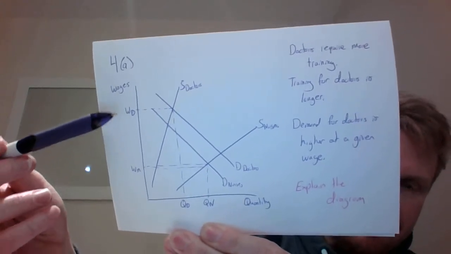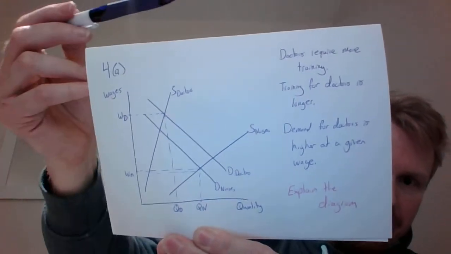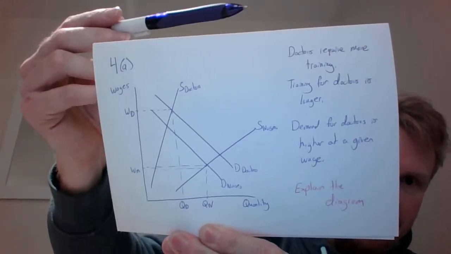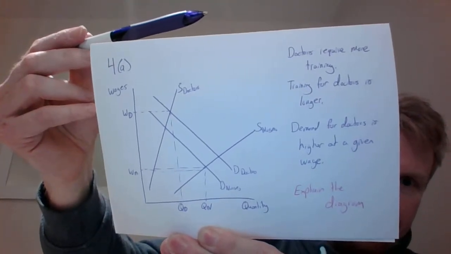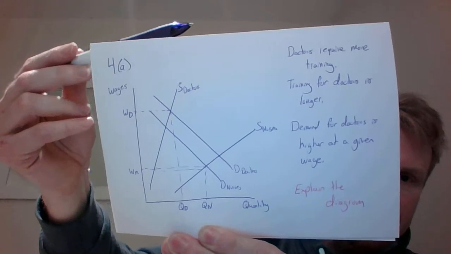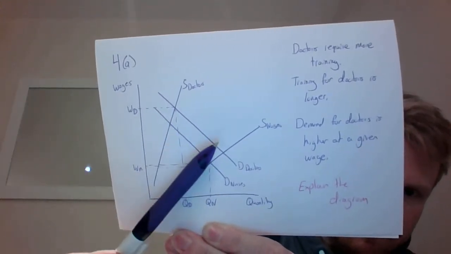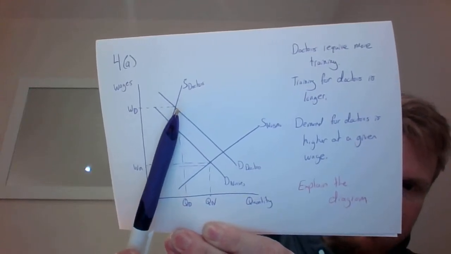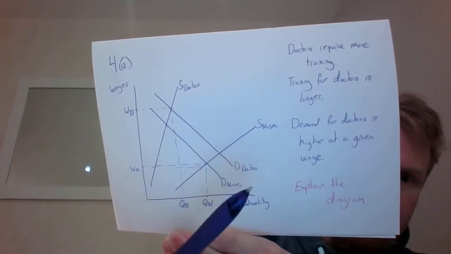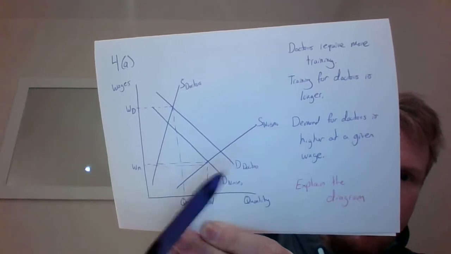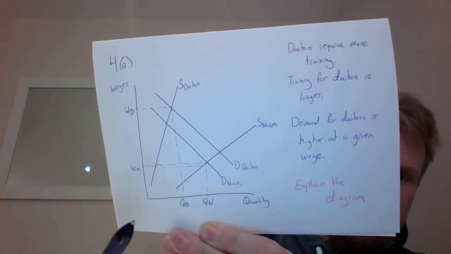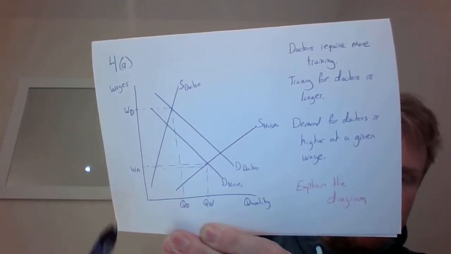Then you're using the case study to make some explanations, basically to say that because doctors require more training, the training for doctors takes longer than it does for nurses. It tends to mean that the supply curve for doctors is less than it is for nurses, and it's more inelastic, people would say. And then another point that's really relevant is to say the demand for doctors at any given price, at any given wage level, is going to be higher.